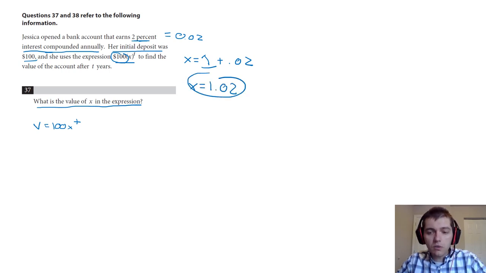If you're unsure or you've never seen this type of equation before, what I would probably do if I was taking the SAT, I would run that value for a couple years forward. You know, what is her value at year 1, at year 2, at year 3? Make sure that the values you're getting make sense, and then go ahead and bubble in that 1.02.